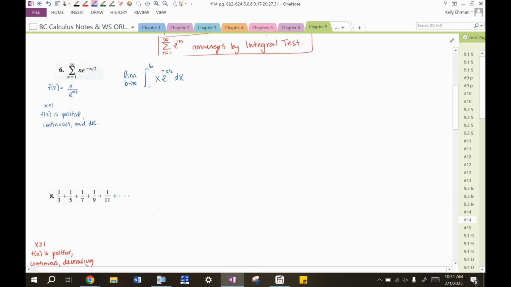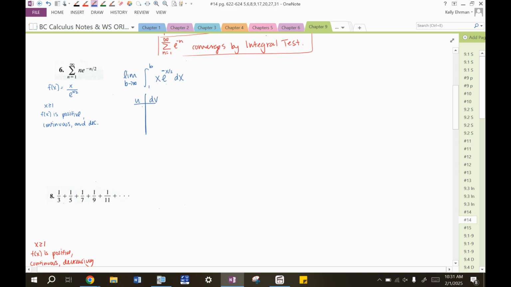negative x over 2. Now, for this one, u sub does not work because u would be negative x over 2, so du would be negative 1/2, which is not going to cancel this x out. So this is integration by parts. We have an algebraic and an exponential. And it will be integration by parts because notice how the exponent is the same degree as the expression out here. So that's why u sub is not going to work. If this were negative x squared over 2, then u sub would be the option. All right, so I'm going to do the tabular method for integration by parts.